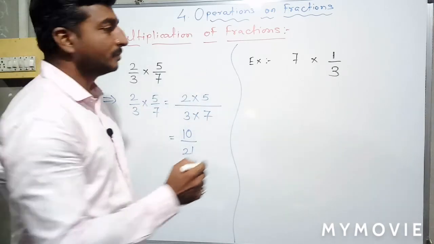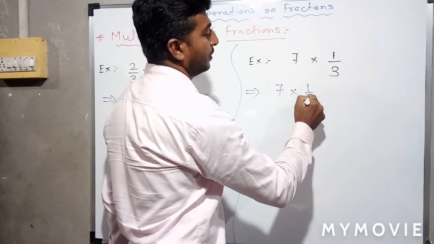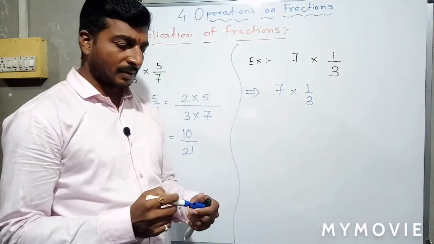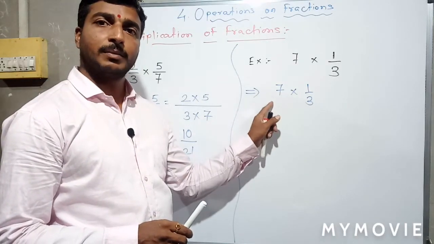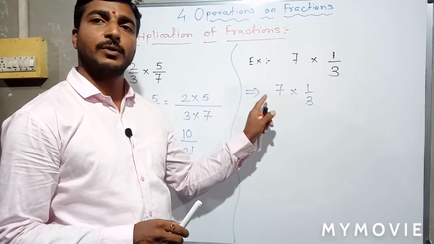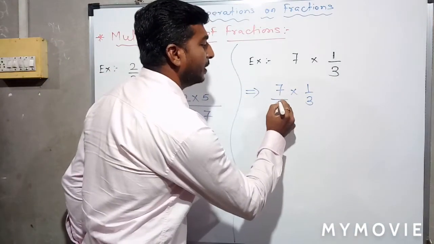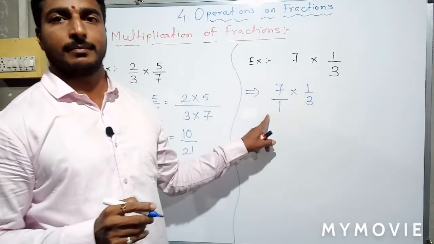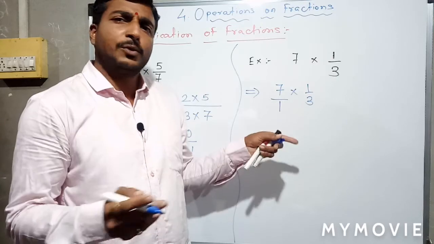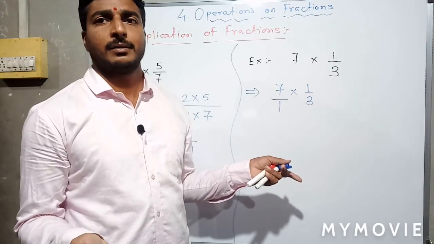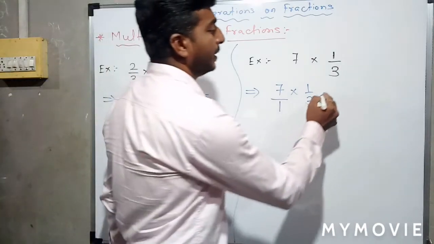There is one more example. It is 7 into 1 upon 3. Even though 7 is a whole number, this 7 can be represented in the form of a fraction. And how is that? Because every number has a denominator 1, but we don't write the 1. So here it is 7 upon 1 into 1 upon 3. So it is a type of fraction, and we can calculate it.